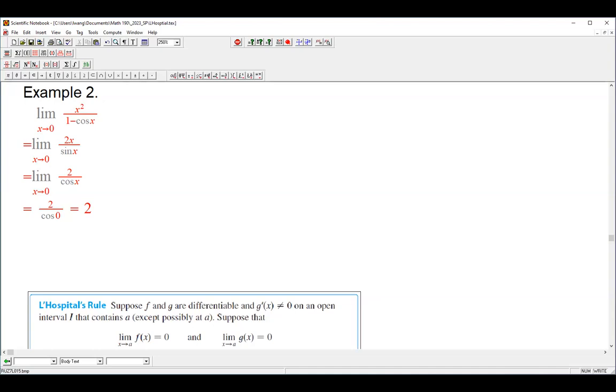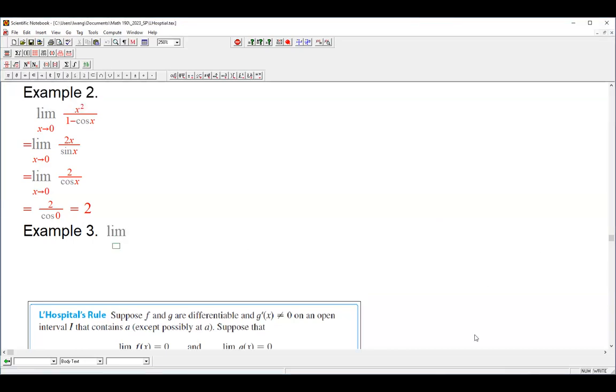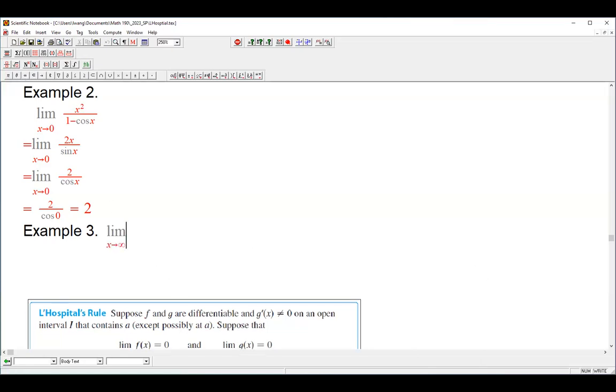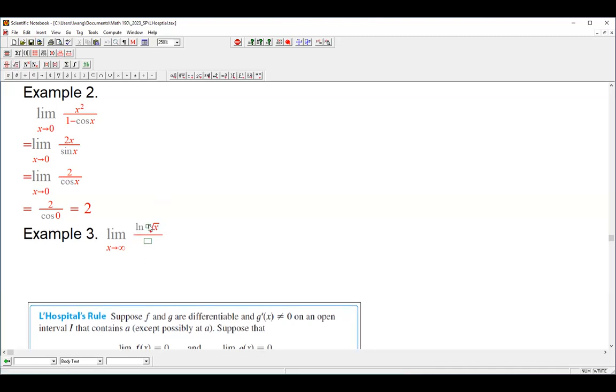Okay, so these examples are fairly easy. Okay, let's look at another one that involves a logarithm. Example number 3. Okay, we have a limit as x approaching infinity of a quotient with ln of the square root of x in the numerator, and the denominator is x squared.